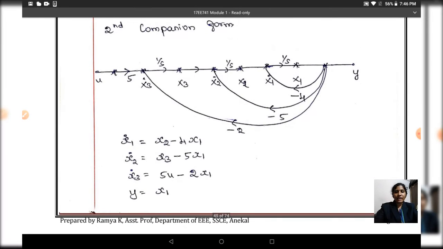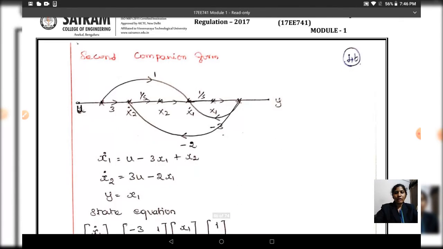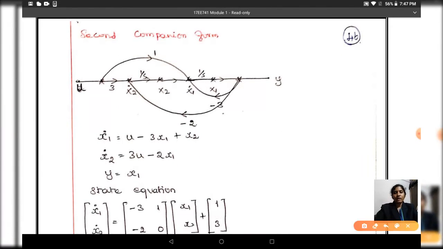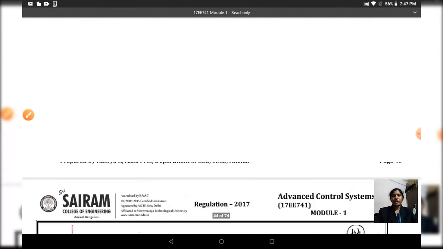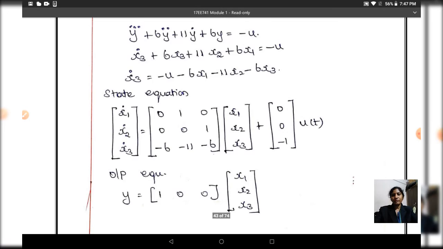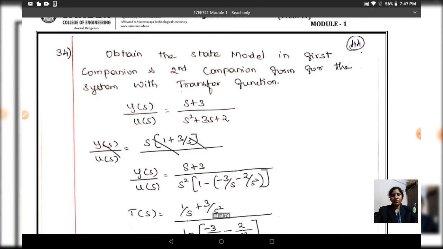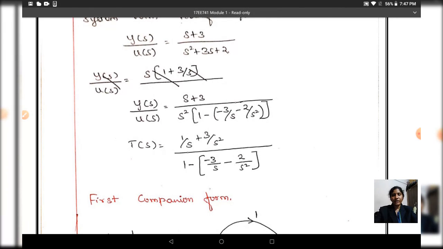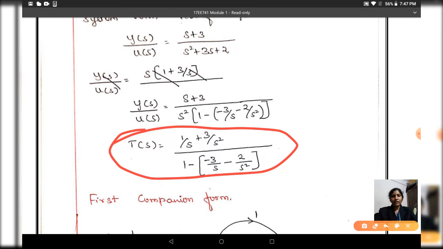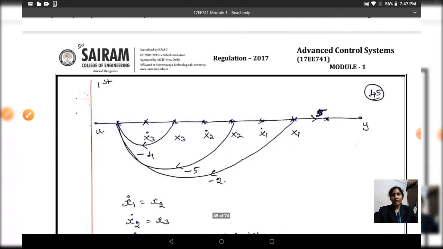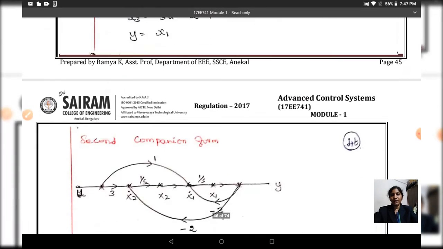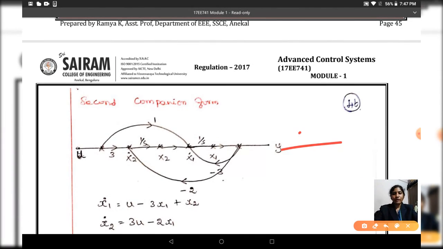Now coming back to your second companion form. In case of your second companion form, same way here, first we will write what is the transfer function given in the given problem. So what is your transfer function given? After identifying, it is your transfer function, that is 1 divided by s plus 3 by s square. For this equation, you need to draw the signal flow graph in second companion form as shown here. So it is your second companion form signal flow graph.